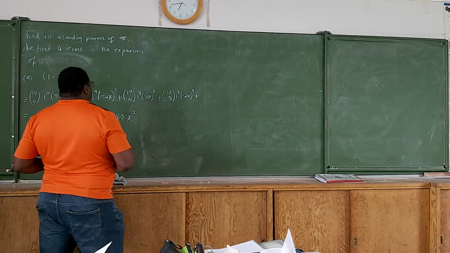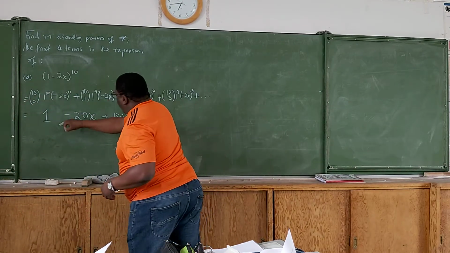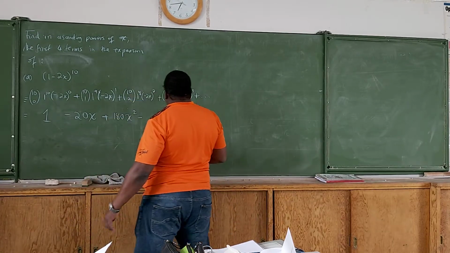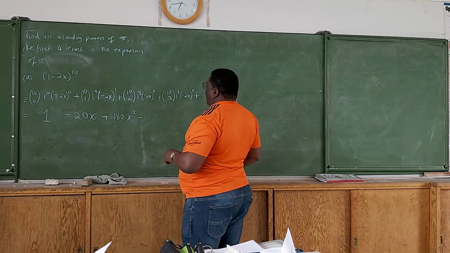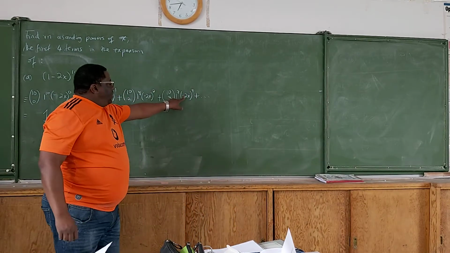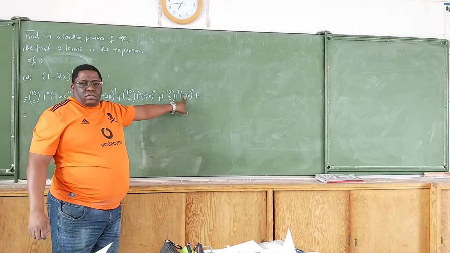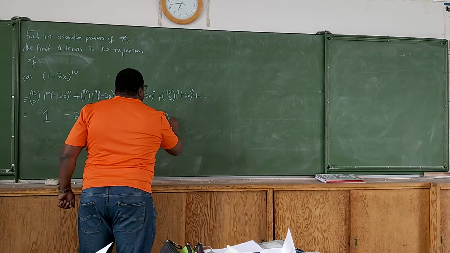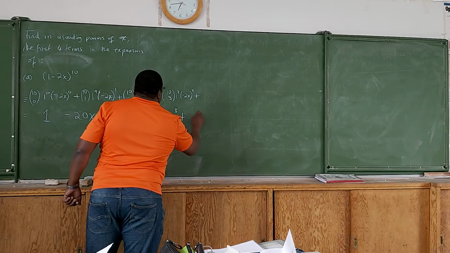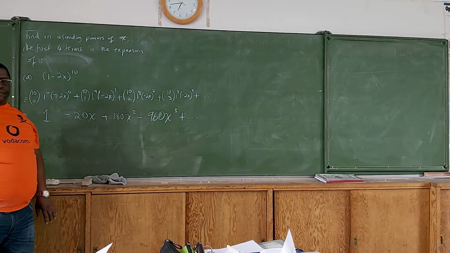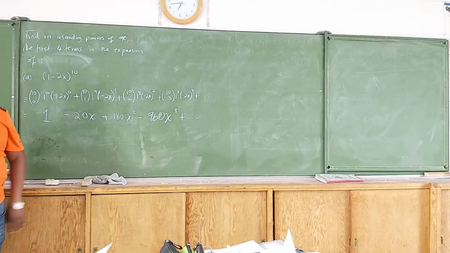Now, we are busy with which term? 1, 2, 3, we are busy with the fourth term. So it's going to be a minus. 10c3 is equal to what? 120, times negative 8. Negative 960x cubed, dot dot dot. Find the first four terms, the 1, the 2, the 3, 4 marks. Are we happy?